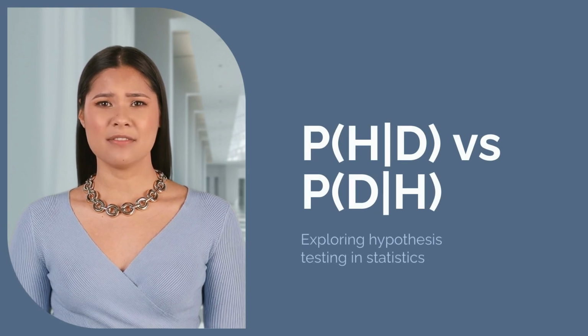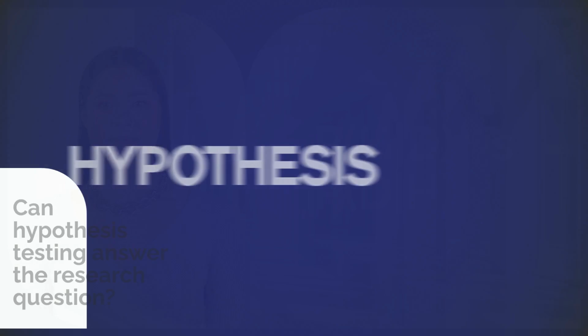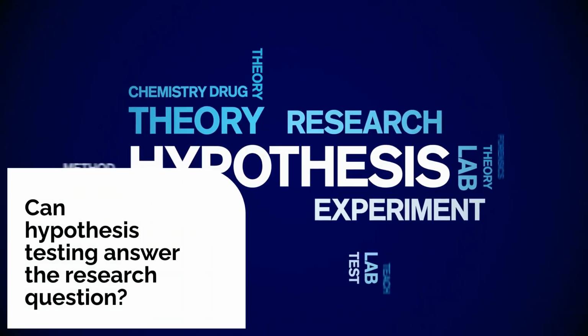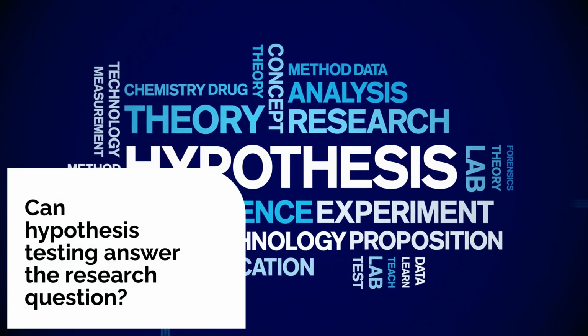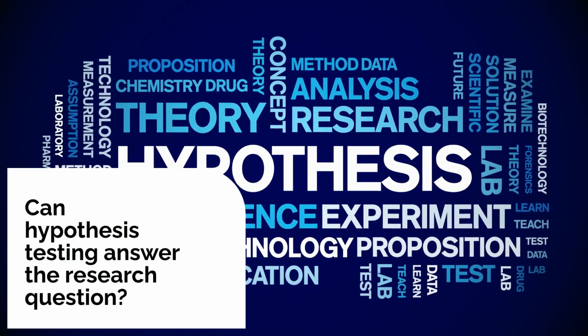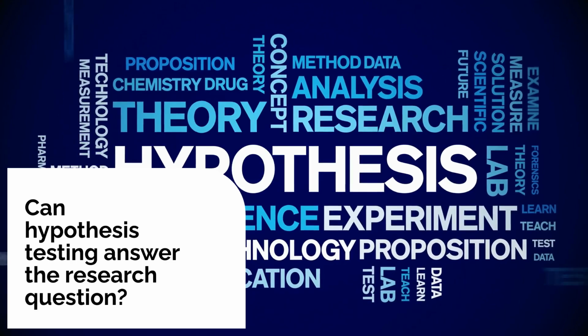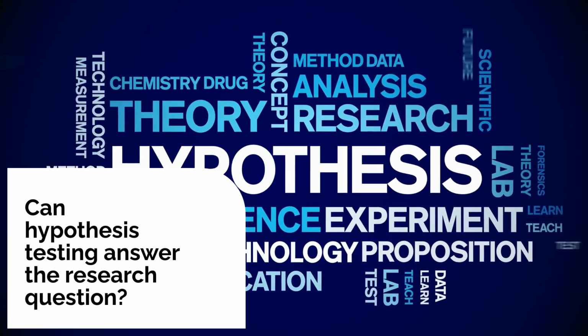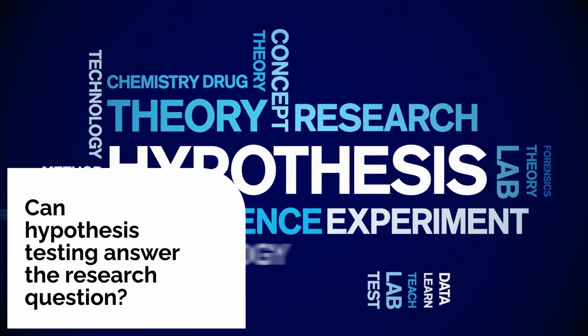We'll delve into the differences between P(D|H) and P(H|D) and how these concepts impact our understanding of statistical analysis. Finding the p-value through hypothesis testing doesn't directly answer our research question. Our actual question is, given the data, what is the best theory to explain the phenomenon? This is the probability of the hypothesis given the data, or P(H|D).